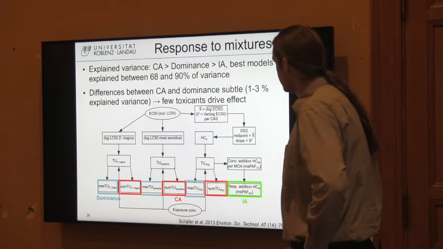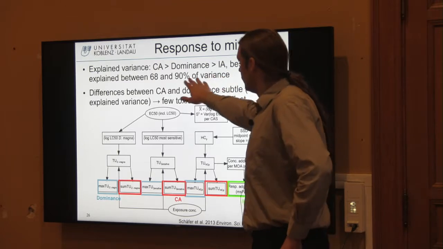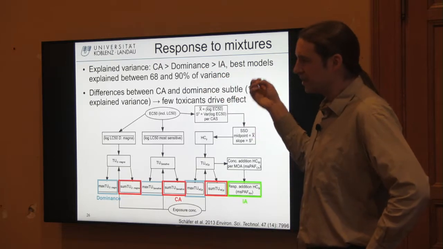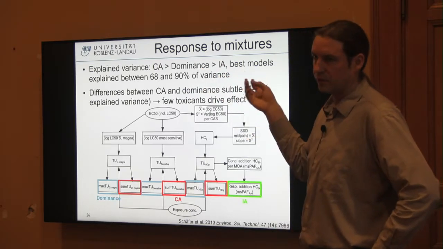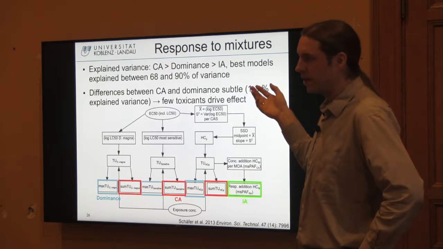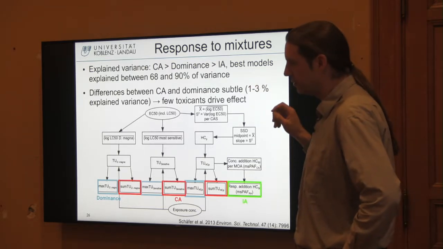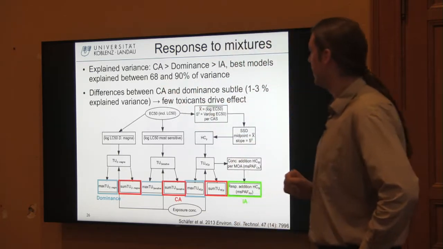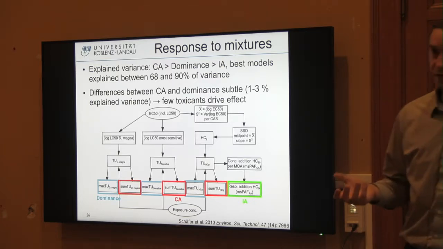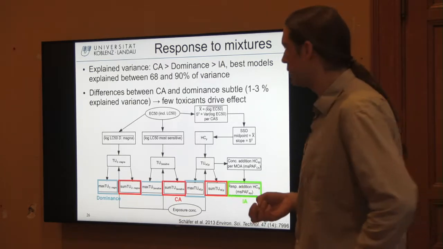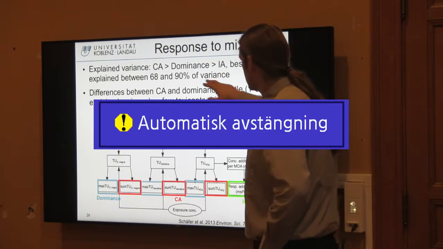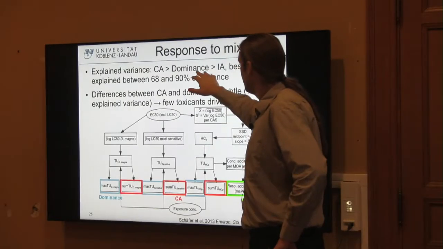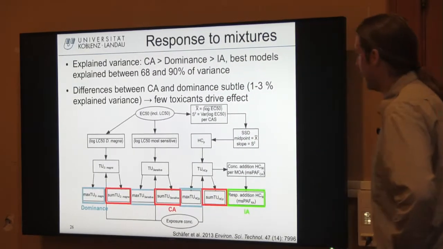So what did we find? We generally found that we could explain, in the studies, the ecological metrics that are designed to capture this, the SPEAR index, a trait-based index tailored to detect pesticide effects. The best models explained between 70 and 90% of the variance. So that's quite a good, close correlation. And the concentration addition approach generally worked best, followed by dominance, and then by independent action.